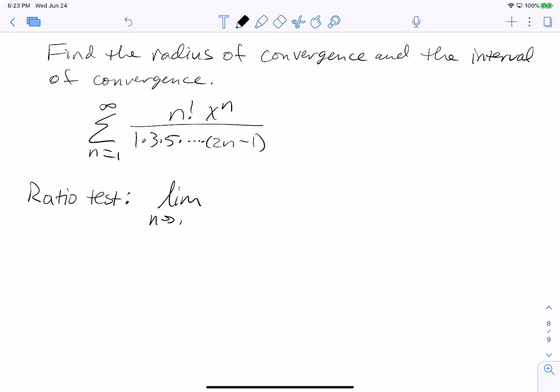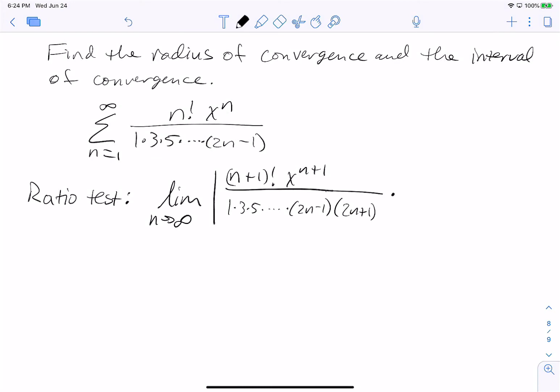So the limit as n approaches infinity of the absolute value of n plus 1 factorial times x to the n plus 1 divided by 1 times 3 times 5 times dot dot dot times 2n minus 1 times the next factor, which would be 2n plus 1. That all is the n plus first term times the reciprocal of the nth term, 1 times 3 times 5 times dot dot dot times 2n minus 1 divided by n factorial times x to the n.